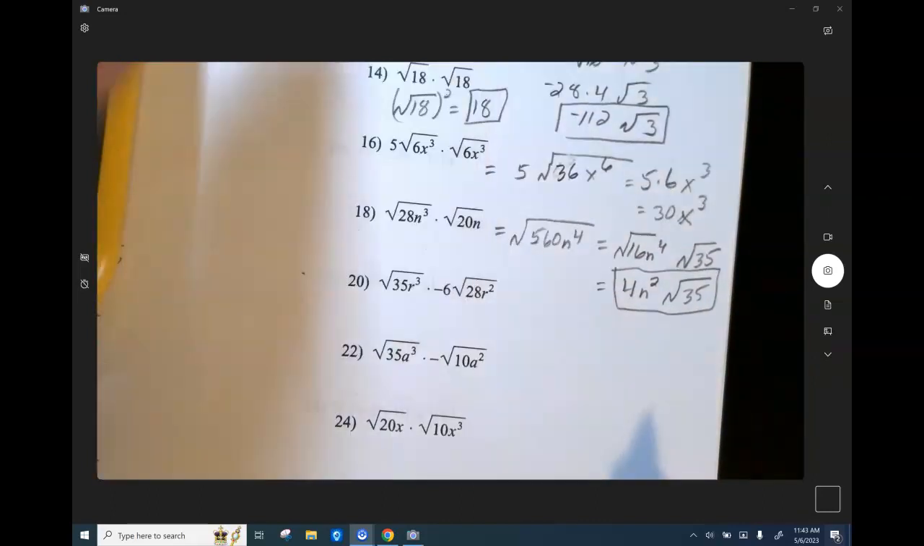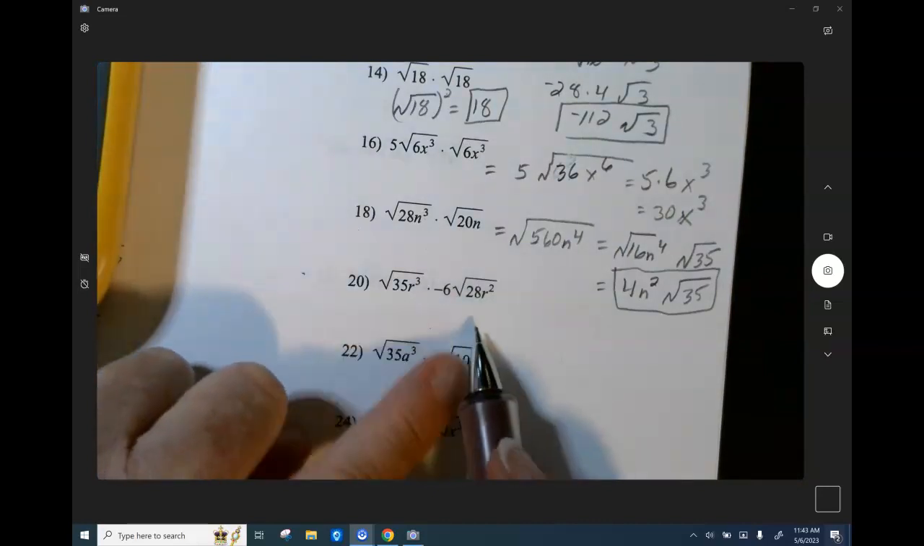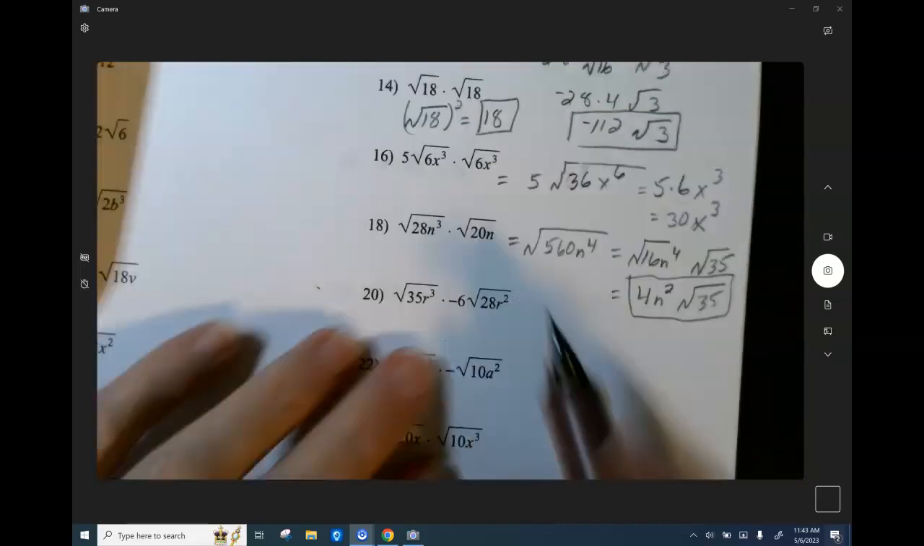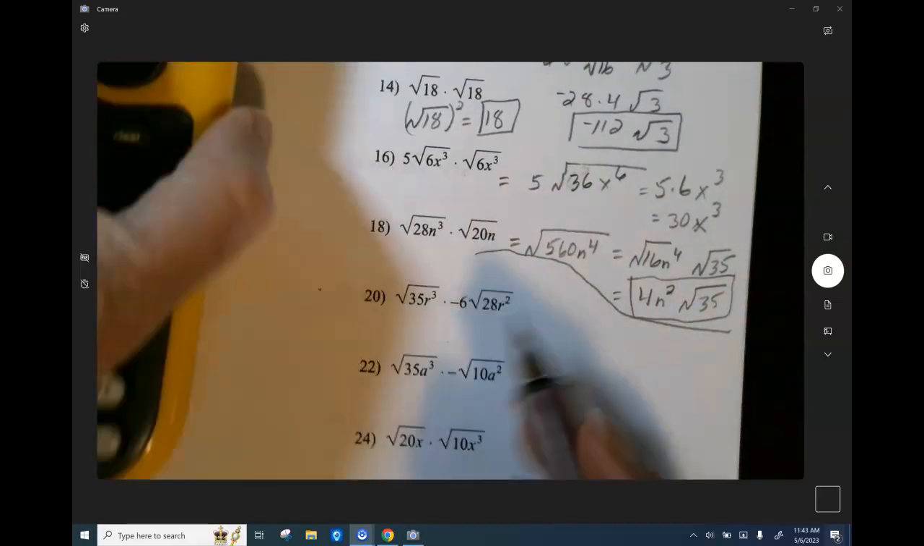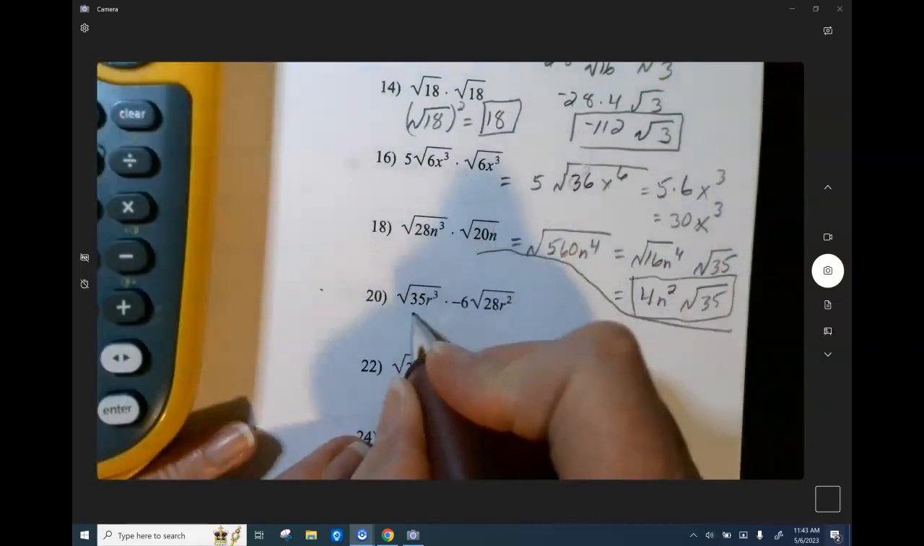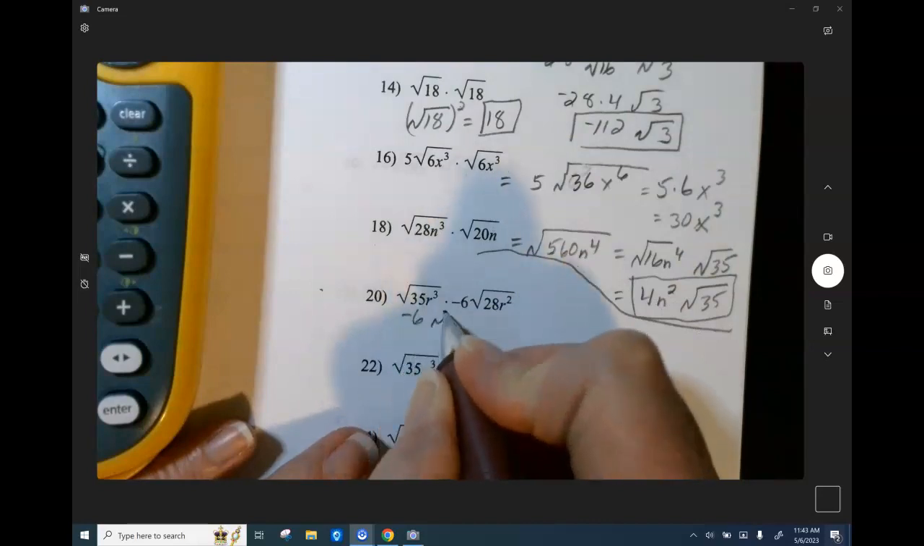Okay, good. I want to do them all. Okay, so I'm going to do 20. I'm just going to cram it in there. So 30, oh, that negative 6 stays on the outside. I'm just going to go here. Negative 6. Look at that big number.